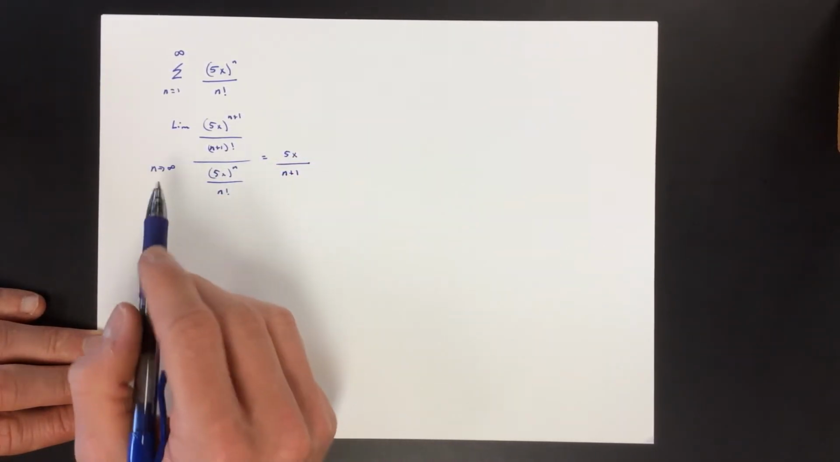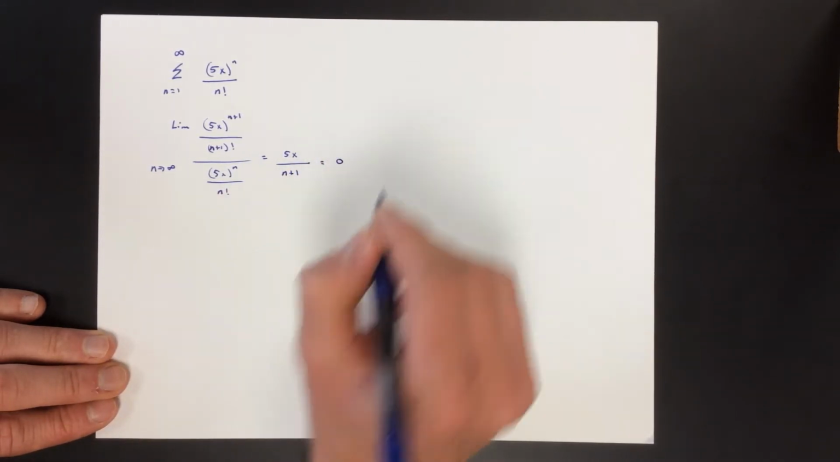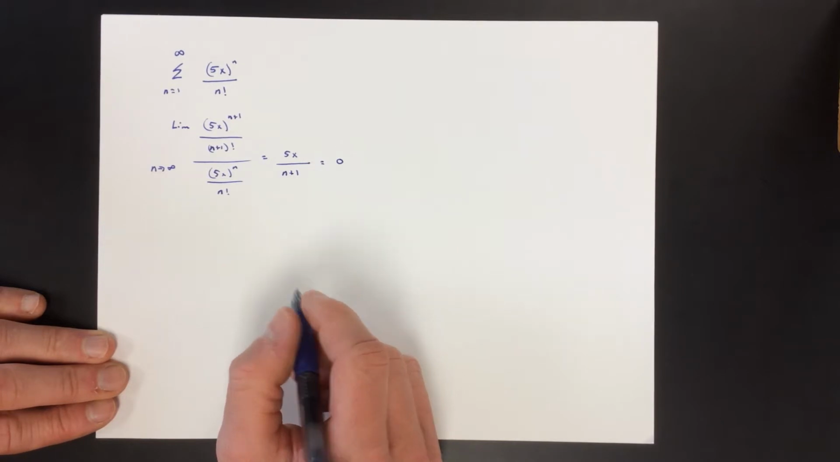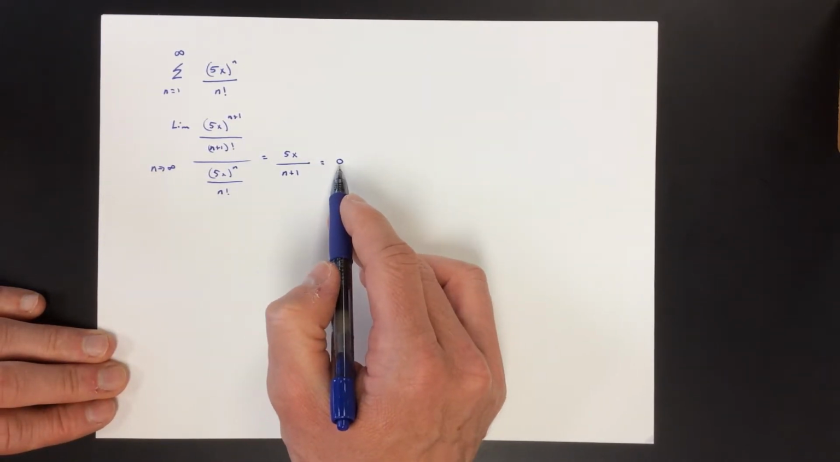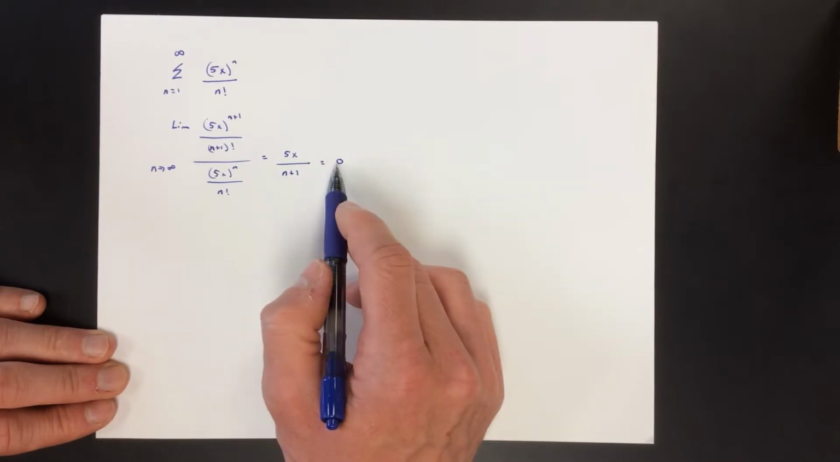Now again, apply the limit. What is the limit of this as n goes to infinity? Well, that's 0. You're like, wait a second. That means the limit is always 0. No matter what x is, some finite number. If you let n go to infinity, you get 0.